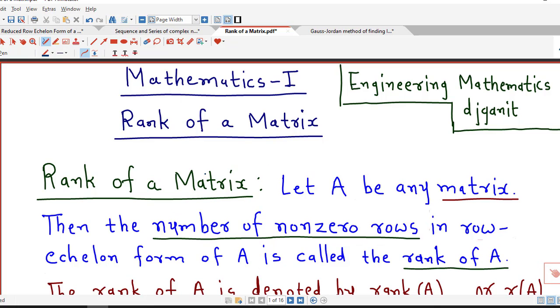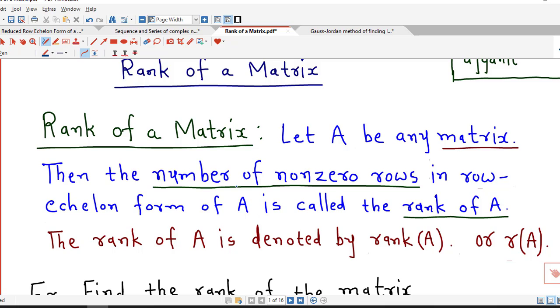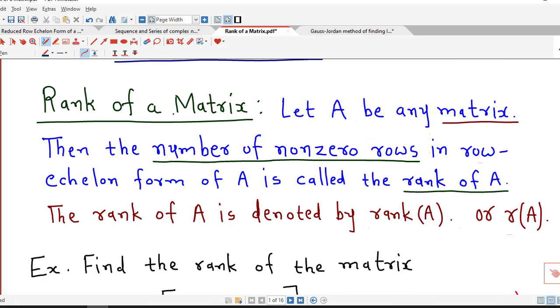Before watching this video, I suggest you watch my lecture on row echelon form. If you don't know row echelon form, then it is not possible to understand this lecture. So before watching this lecture on rank of a matrix, watch my lecture on row echelon form of a matrix. Now we define what the rank of a matrix is.